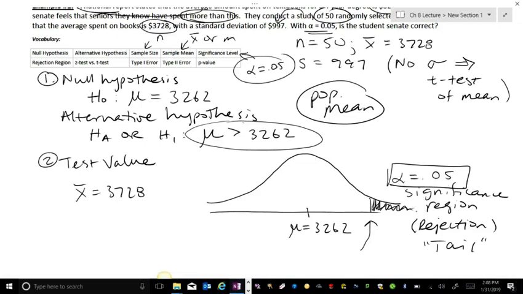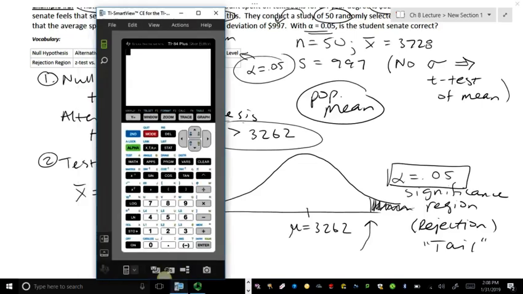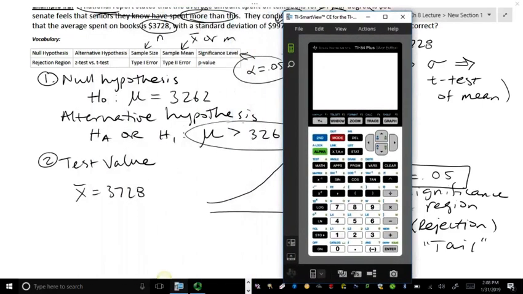To find my test value, the test value is going to go along with the sample mean. I can use my formulas from the book, but I can also use the calculator to do this. Let's do this using the calculator. I'm just going to bring it up here. Let me move it over so it's not in the way. I'm doing a t-test of the mean. So I'm going to go into my stat menu. I'm going to arrow over to tests, and then I'm going to go down to t-test.